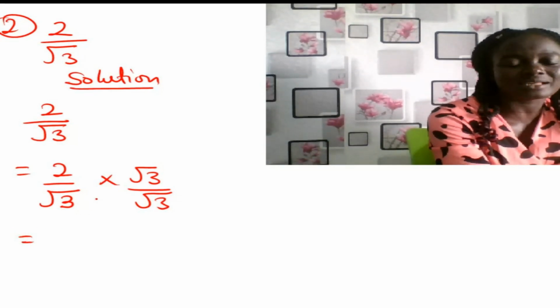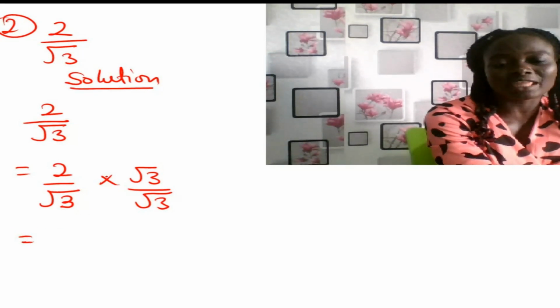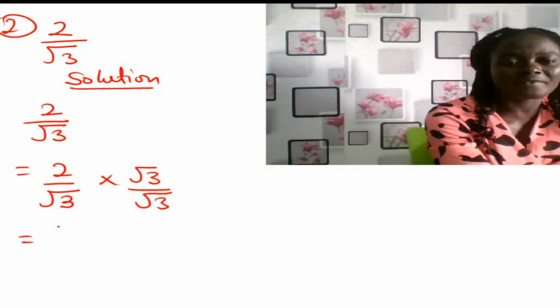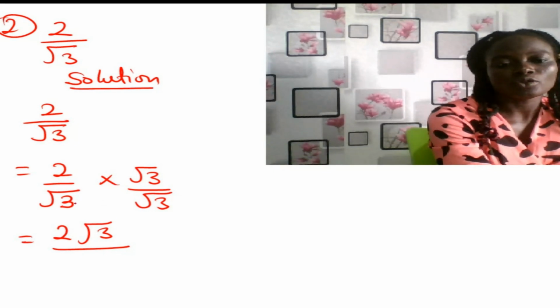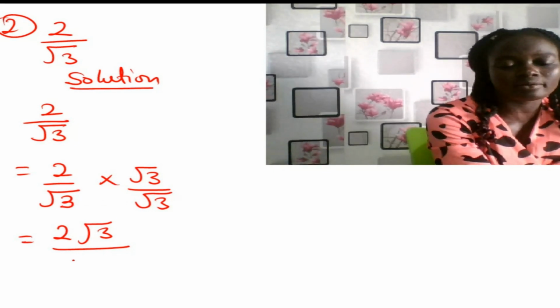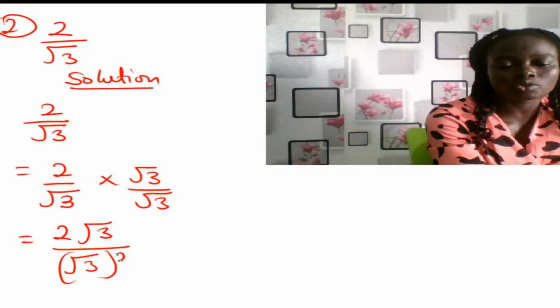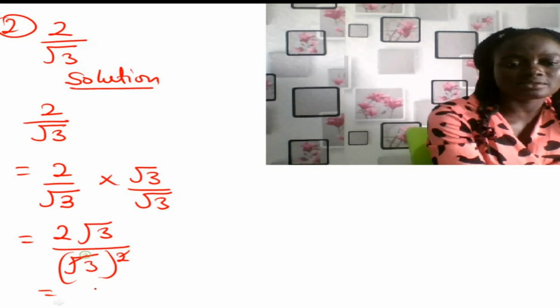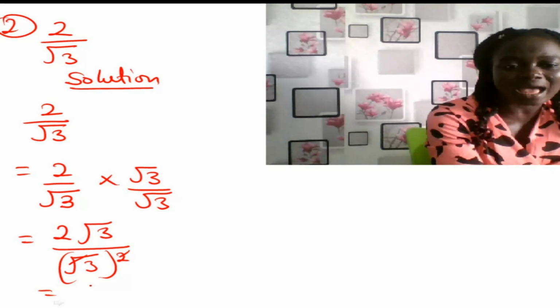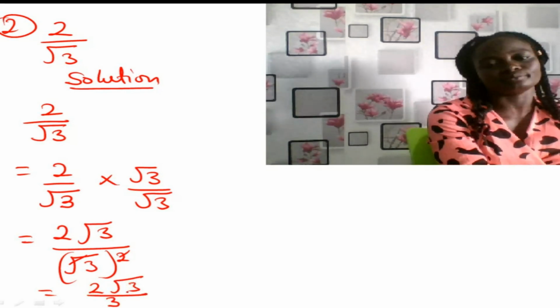So this will give us 2 times root 3 will give us 2 root 3 over root 3 times root 3 will also give us root 3 all squared. So simplifying this, this cancels out. We are going to have the final answer as 2 root 3 over 3.